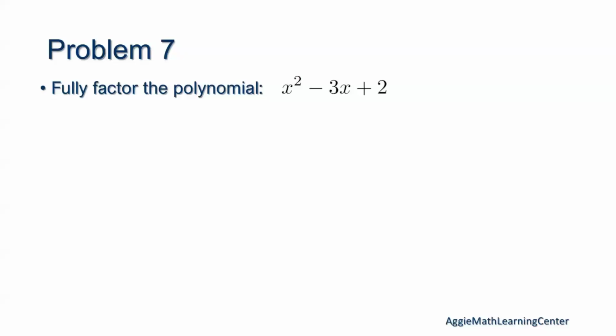Fully factor this polynomial. Okay, how would we do this? Do we have a leading coefficient? No. Okay, so our life is really simple, it's really nice. Now it's just going to be x minus 2, I mean, x plus 2, no, x minus 2, and then x minus 1. So how did you go about that? I just know negative times negative is positive.